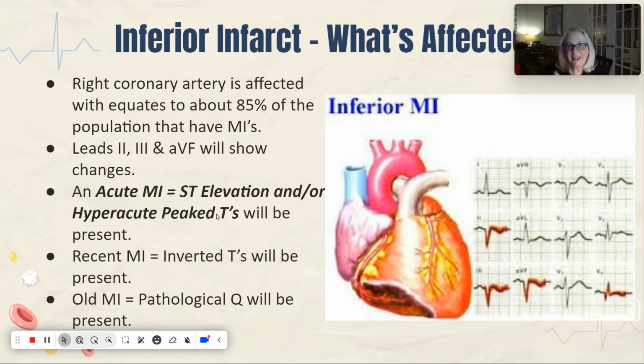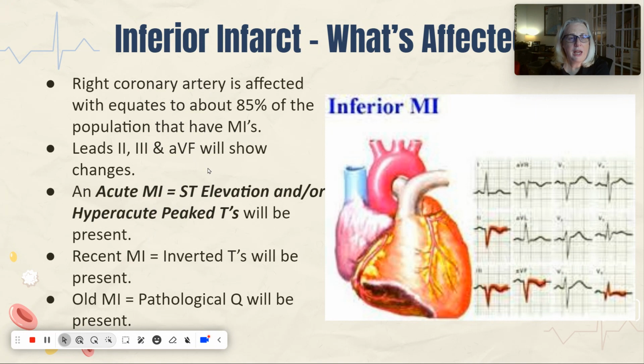If it was a recent MI in the inferior region of the heart, we would see inverted Ts in 2, 3, AVF. And if it was an old MI, like several months ago, several years ago, remember I told you how a pathological Q leaves a mark on your heart always, like there's always damage there? You would see a pathological Q in 2, 3, AVF if it was an old MI that leaves that little marker.